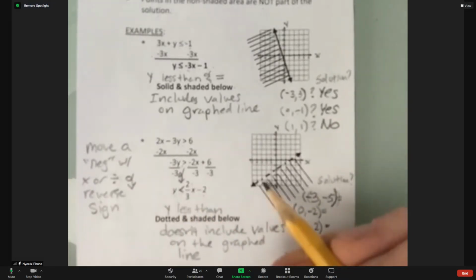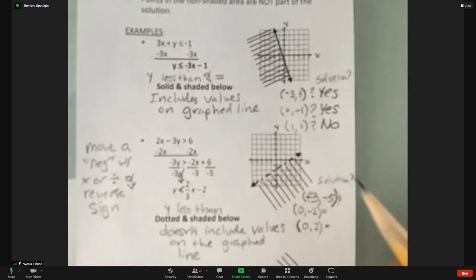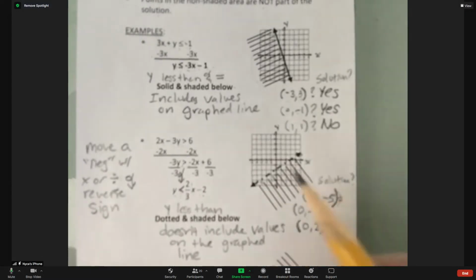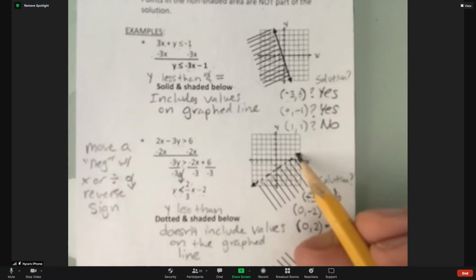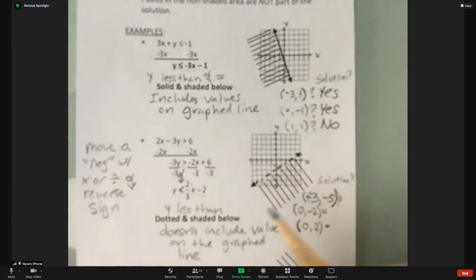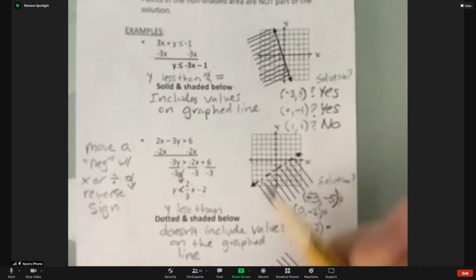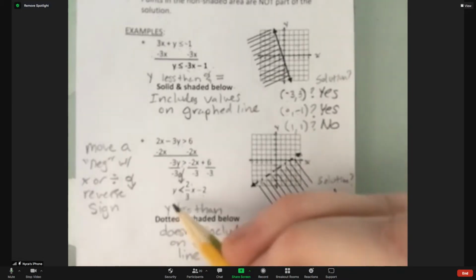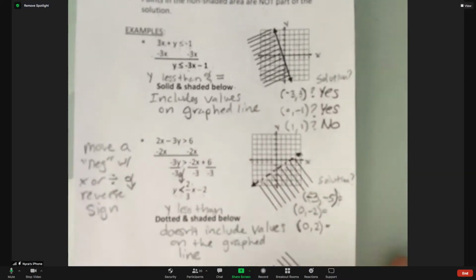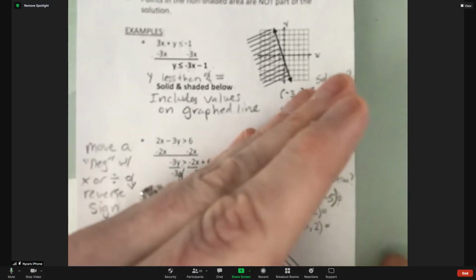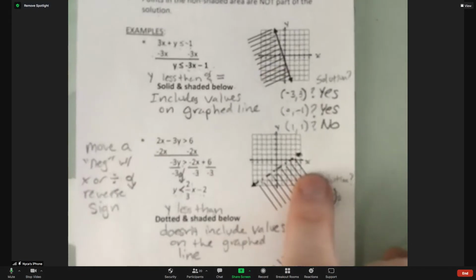It is going to be a dashed line. What does that mean? That means that the values that would be on the line are not going to be solutions to the problem. Okay, so we graph the line. It also says y is less than. So I put my hand on top of the line and I shade below, which is at the palm, so I shade below the dotted line.